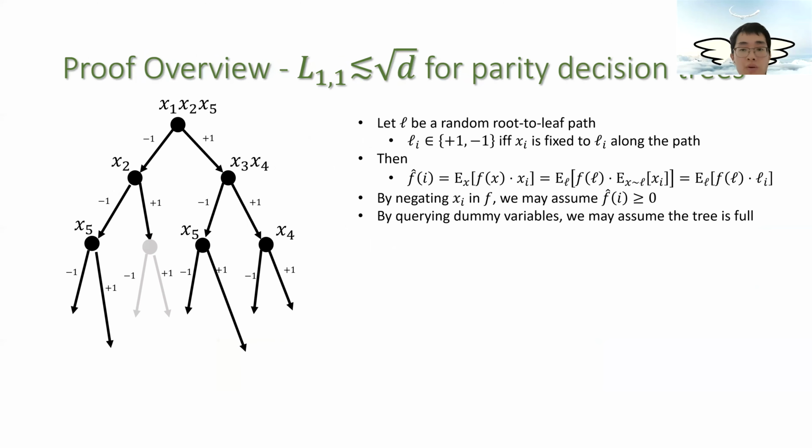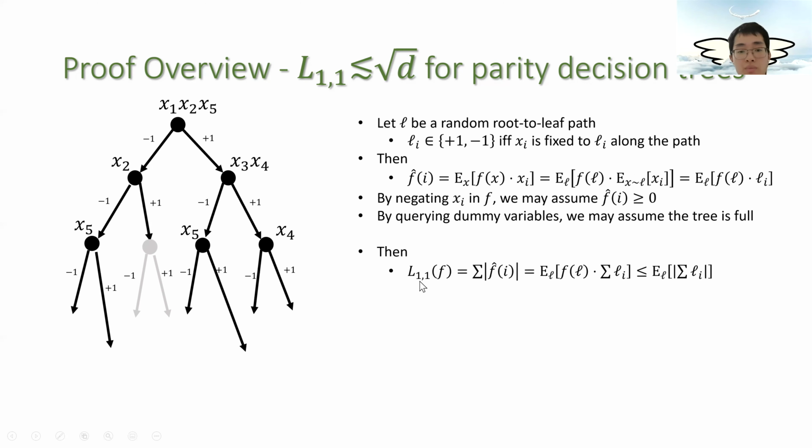Now let's move to parity decision tree. So on the left-hand side is a parity decision tree. Similarly, we let L be a random root-to-leaf path, and each l_i being +1 or -1 if and only if x_i is fixed to this value along the path. And similarly, we can express f hat i as the expectation over random paths of f(l) times l_i, and also by negating the coordinates, we assume f hat i is at least 0 for all i, and by querying dummy variables, we assume the tree is full.